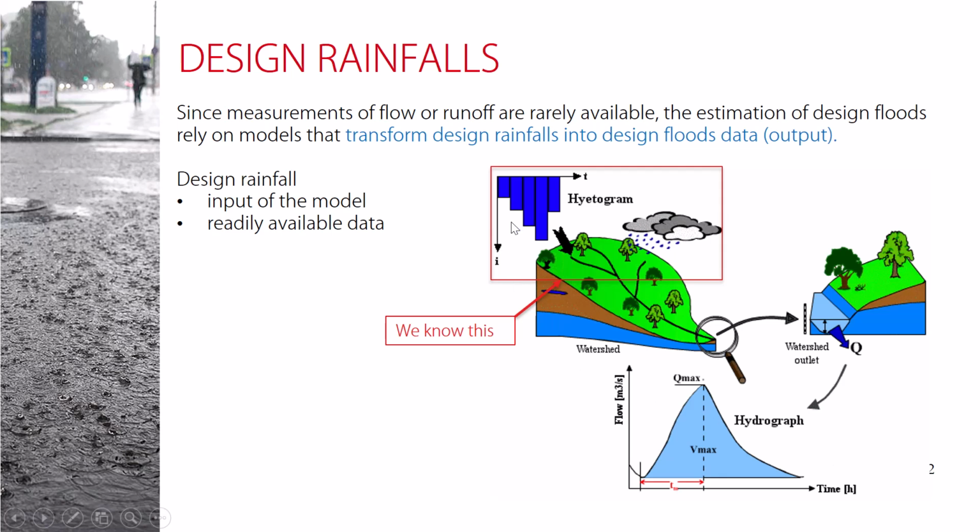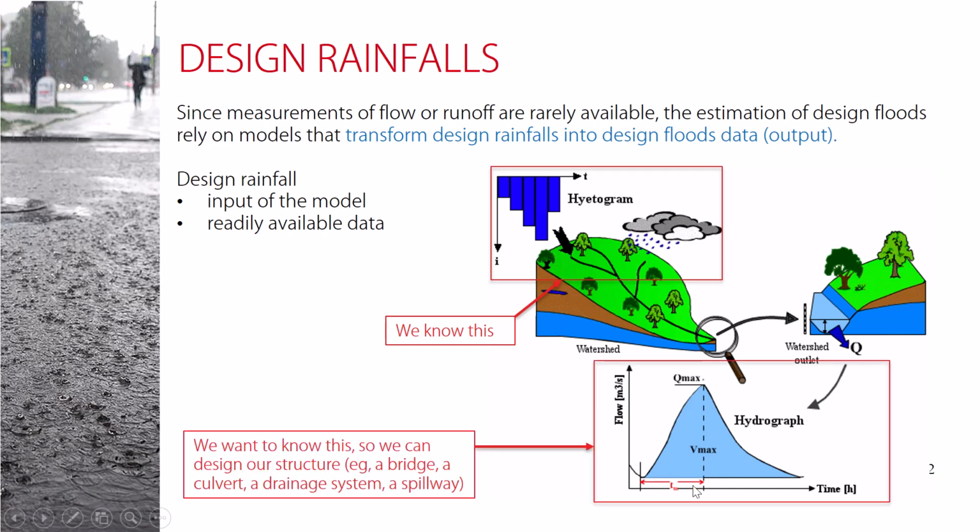So in this course, in the first weeks, we'll be looking at ways to transform a rainfall event into this. So this is what we want. This is what we need in order to design our structure. That could be a bridge, a culvert, a drainage system, or a spillway.